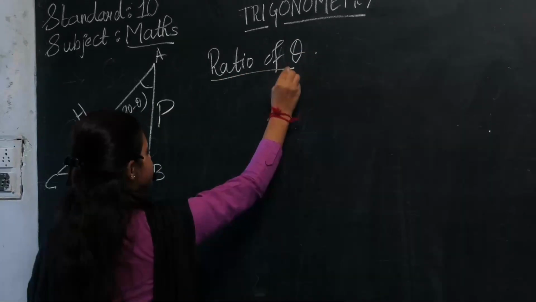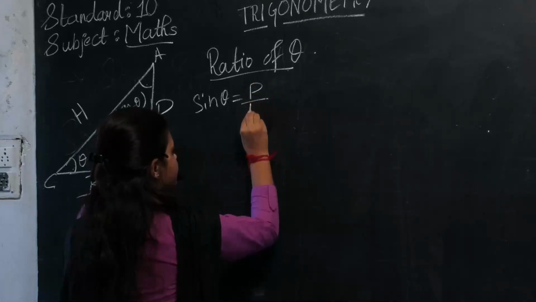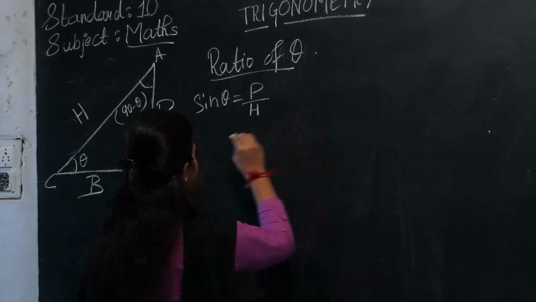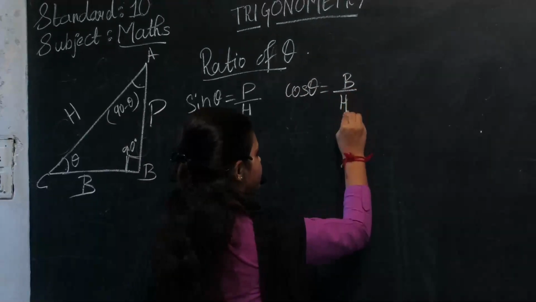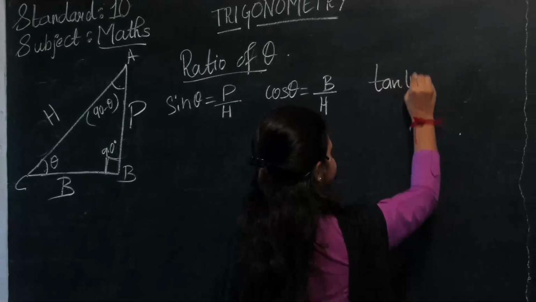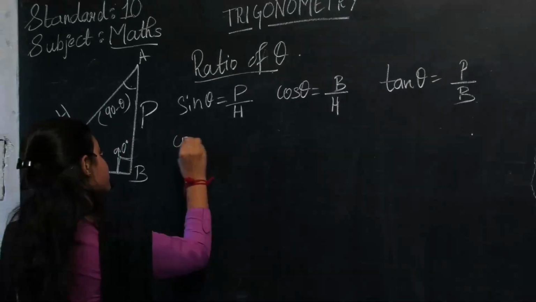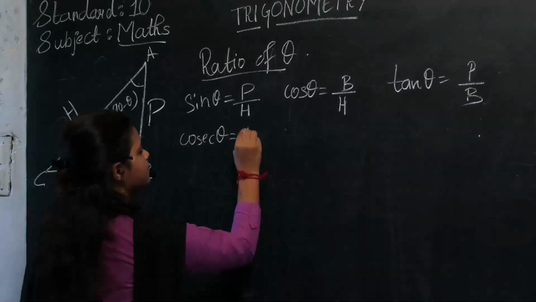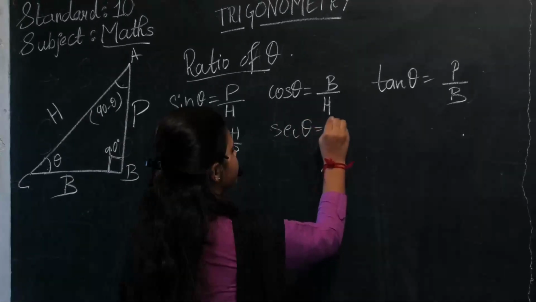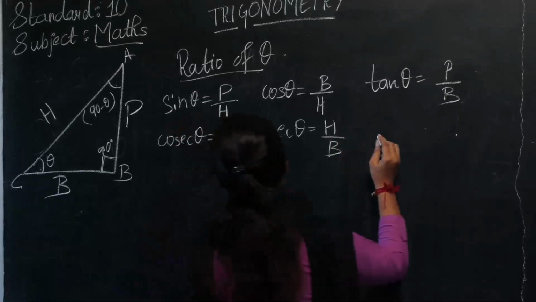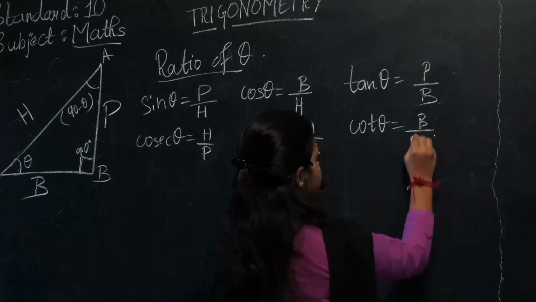What is the ratio of theta? Sin theta equals perpendicular upon hypotenuse. Cos theta equals base upon hypotenuse. Tan theta equals perpendicular upon base. In the same way, cosec, the reciprocal of sine, will be hypotenuse upon perpendicular. Sec theta equals hypotenuse upon base. And cot theta equals base upon perpendicular.